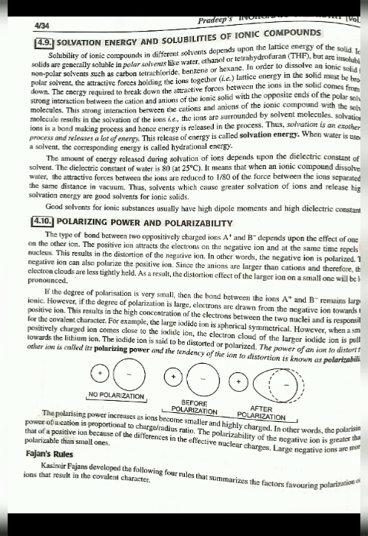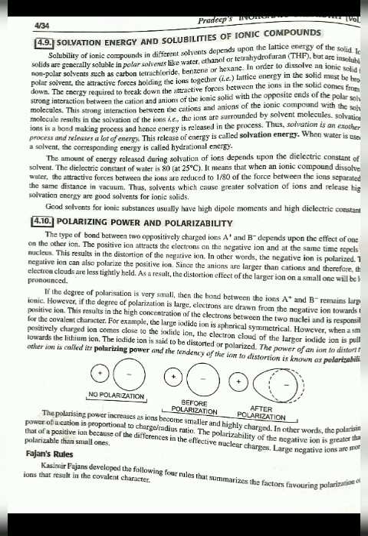The negative ion can also polarize the positive ion. Since the anions are larger than cations and their electron clouds are less tightly held, the distortion effect of the larger ion on a small one will be less pronounced. If the degree of polarization is very small, then the bond between the ions A positive and B negative remains largely ionic. However, if the degree of polarization is large, electrons are drawn from the negative ion towards the positive ion. This results in a high concentration of electrons between the two nuclei and is responsible for the covalent character.